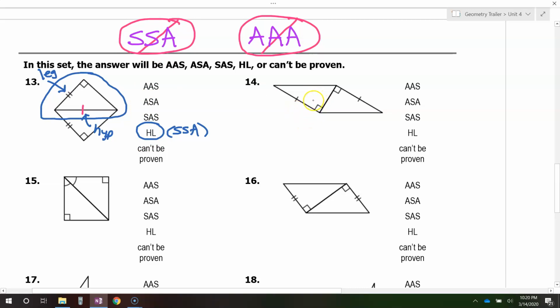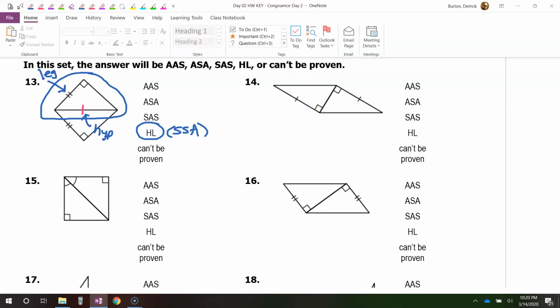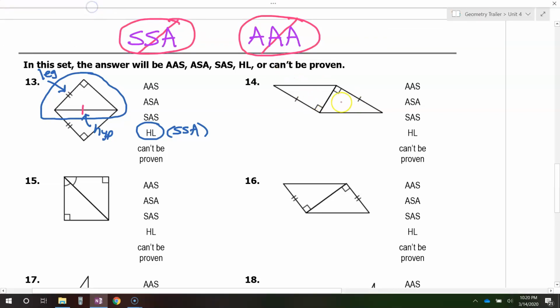First of all, the shared side. We have a shared side right here. Let's mark it. Let's pick one triangle on which to focus. I choose this one. Now, notice that I have two sides and an angle. Two sides and an angle. So these are the possibilities.